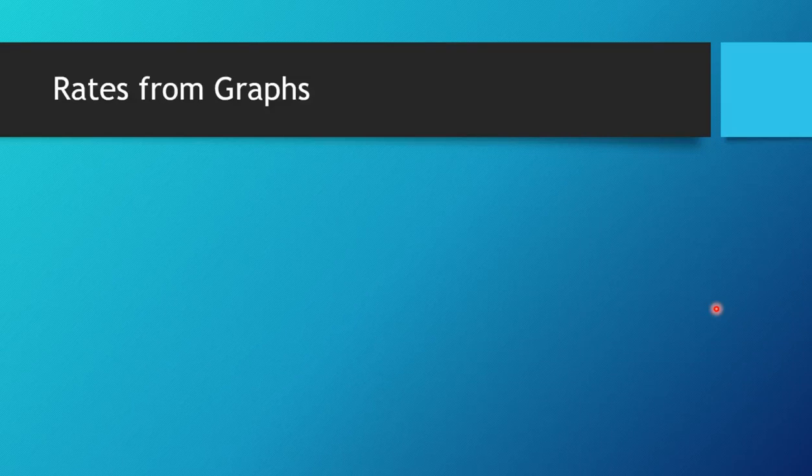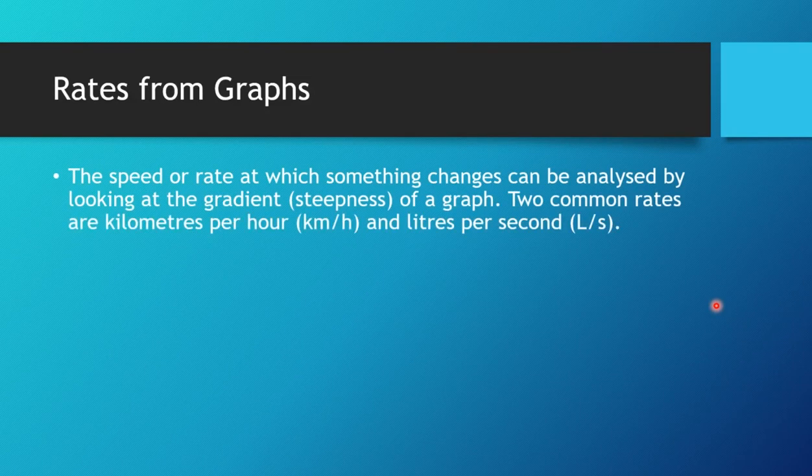Calculating the rates from a graph. The speed or rate at which something changes can be analysed by looking at the gradient, or the steepness, of a graph. There are two common rates, which are kilometres per hour and litres per second.